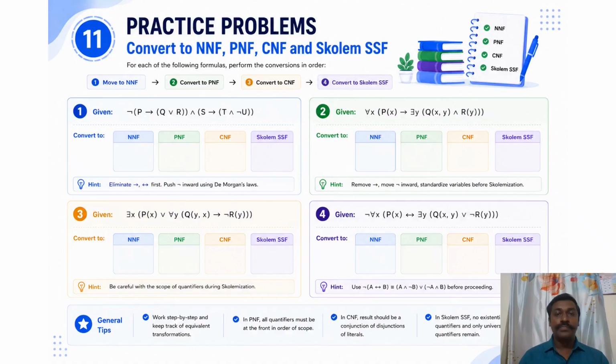Now for you, how you are going to practice. Here there are 4 statements or 4 problems that are given to you to convert into negation normal form, Prenex normal form, conjunctive normal form, and Skolem standard format. So convert them so that you will have a better understanding of how to convert a normal statement into the particular order. Thank you.